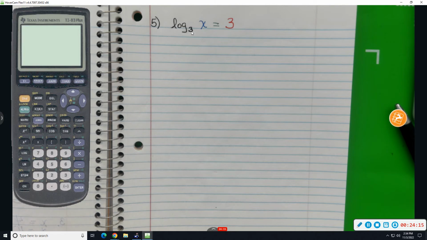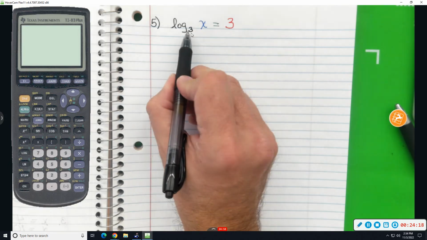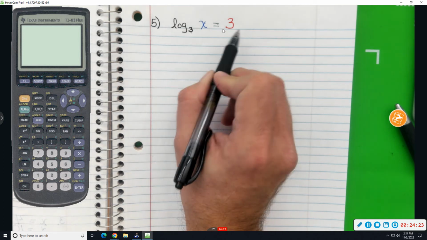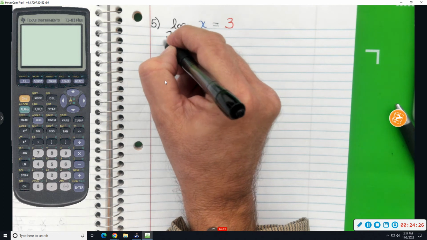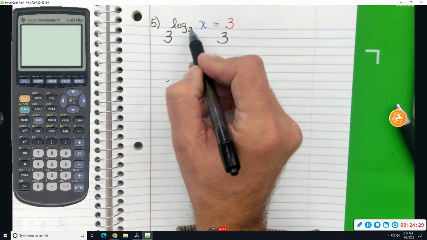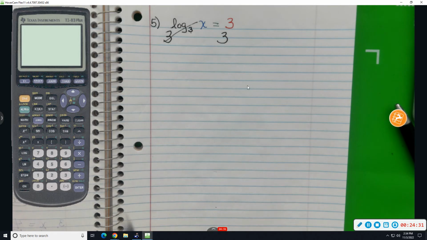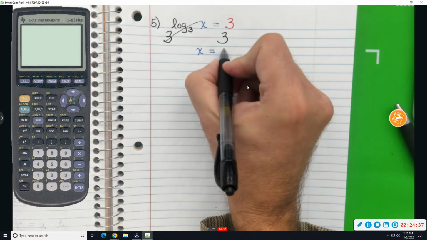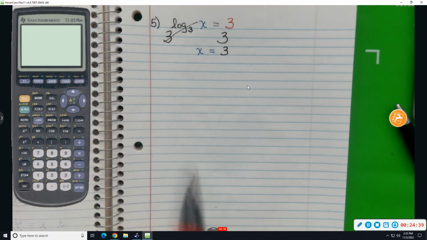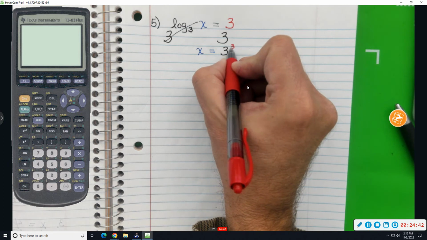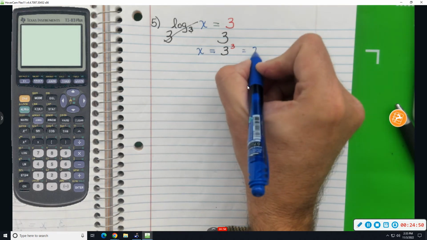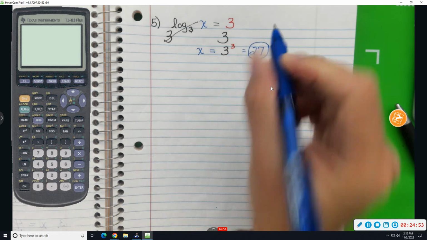You want to cancel that log base 3, so you use this black 3. You're using the black 3. That's the reason you're putting a 3, not the red one. Put a black 3 on both sides. So it's x equals 3 cubed, which equals 27. You can say it faster than I can write it. And 3 cubed is not 9. It's 3 times 3 times 3, 27.